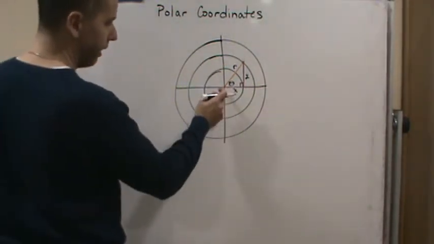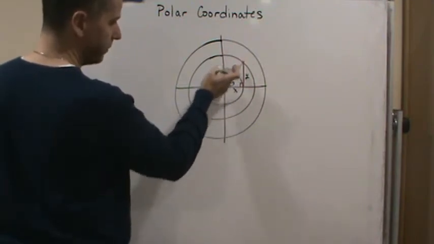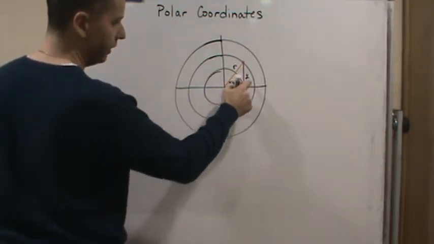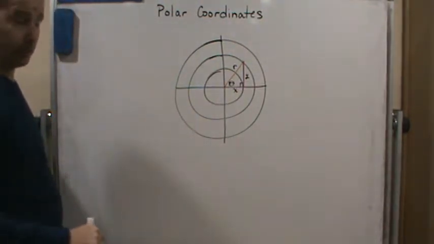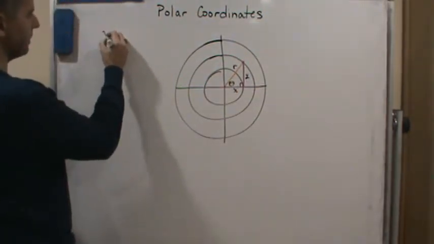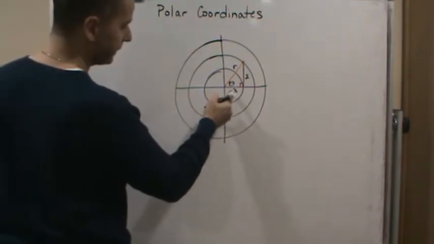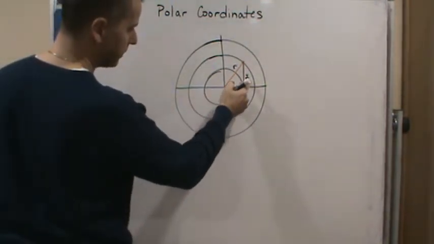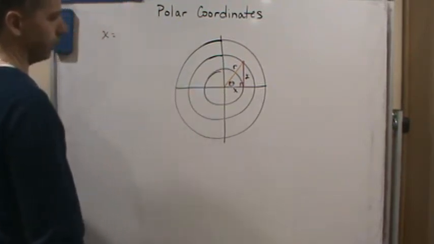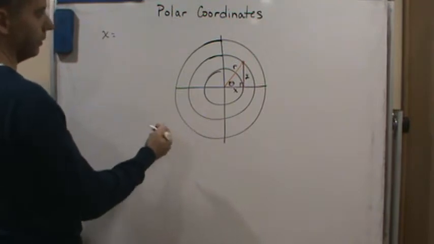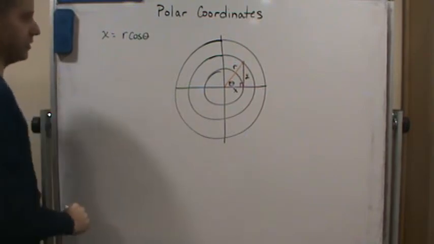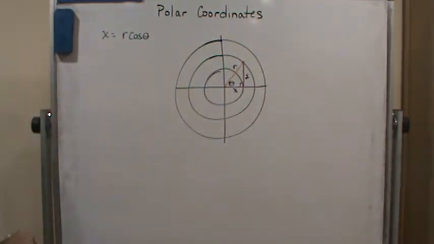Okay, so if we have an angle theta with a radius r, then we just use the trigonometric identities that we developed before. So x, in this case, is going to equal what? Cosine of theta is adjacent over r, which means what? If you solve for x, you get r cosine theta. That's the general formula.